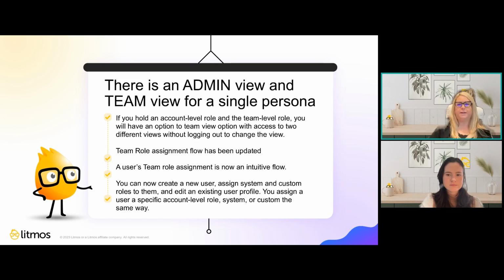A user's team role assignment is now an intuitive flow. It was very confusing before, where you go in and you create a new user and you assign them to team leader, team admin role. It's only in the same drop-down box. What does that mean? How does that tie into everything? We've taken away that confusion and added additional functionality to make it easier for you. So again, you can create this new user through a simple flow, assign them to a team first, and then a team level role within one workflow.